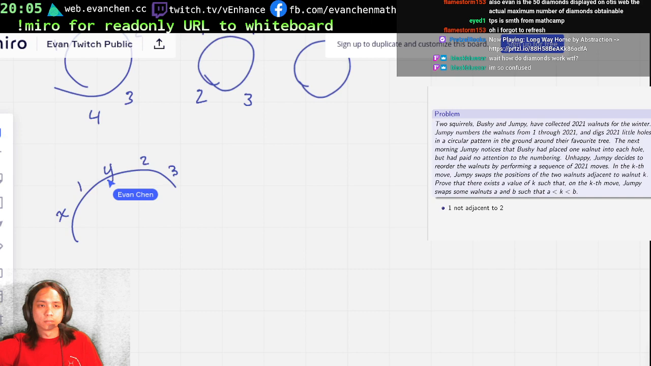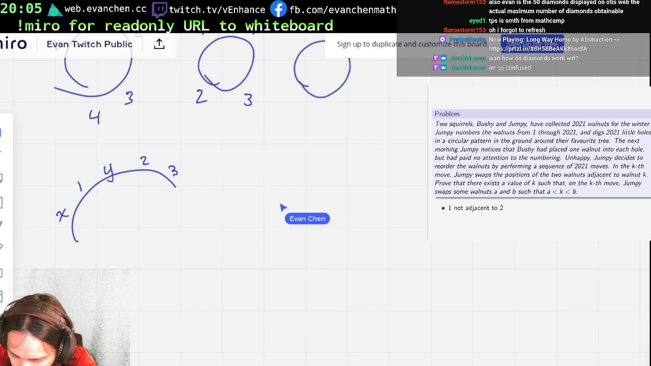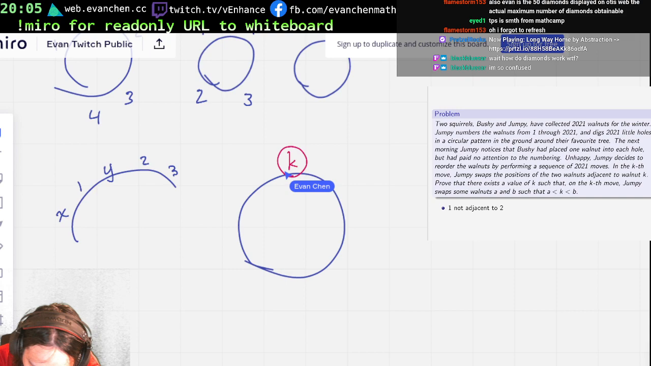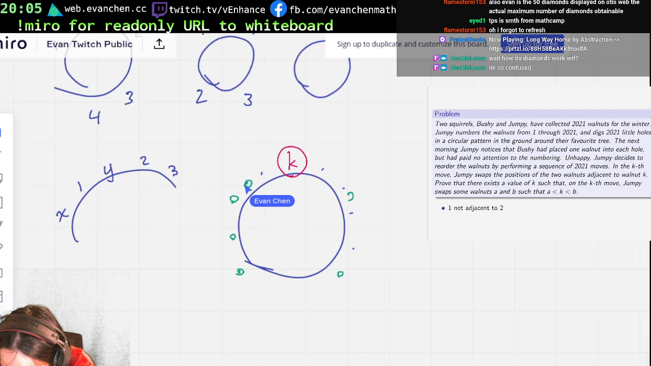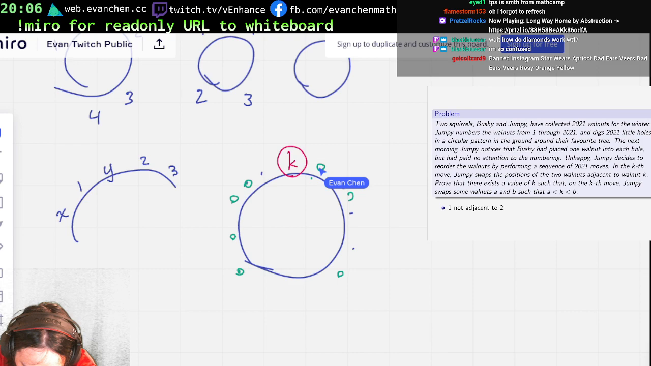Well, okay, let me think about this from the perspective of a particular walnut K. So if I have some fixed walnut K, and a bunch of stuff is shuffling around, then there's two types of things. There's things that are smaller than K minus one for which there's swaps happening, and there's stuff that's bigger than K minus one, for which that walnut doesn't really care. So I'm going to highlight in green the ones that are smaller than K. And then this swap. That's not that good though.